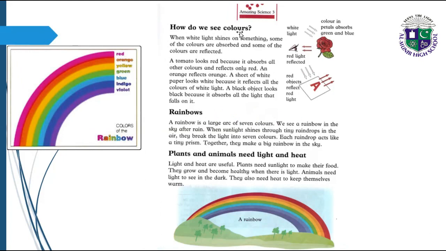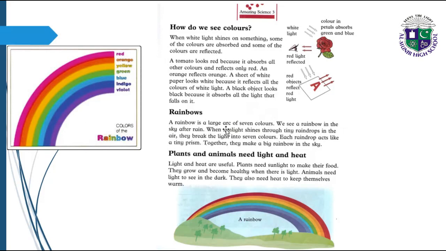How do we see colors? When the white light shines on something, some of the colors are absorbed and some of the colors are reflected. A tomato looks red because it absorbs all other colors and reflects only red. An orange reflects orange. A sheet of white paper looks white because it reflects all the colors of white light. A black object looks black because it absorbs all the light that falls on it. So here we have the picture, which shows the different colors of a rainbow.